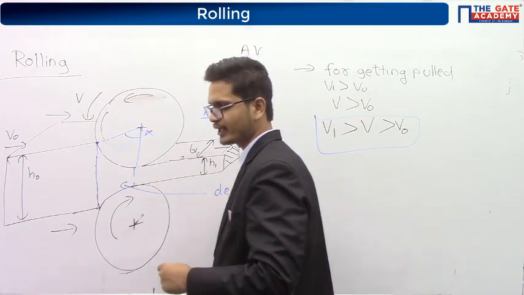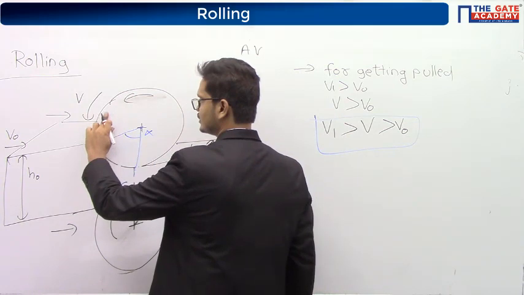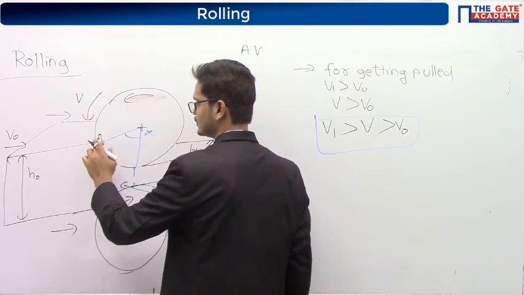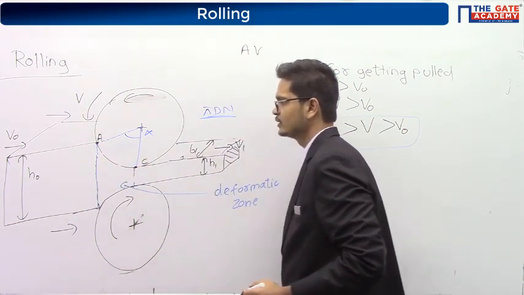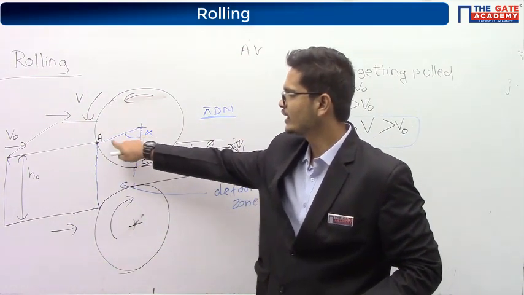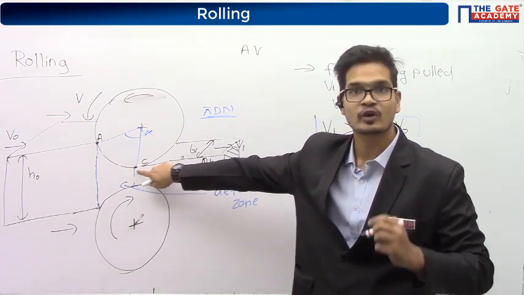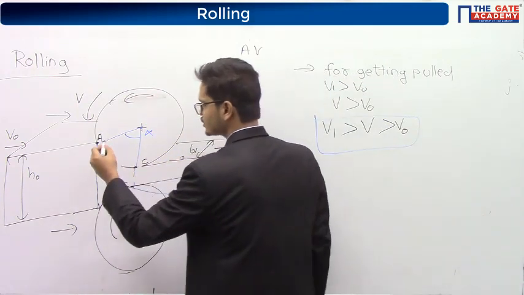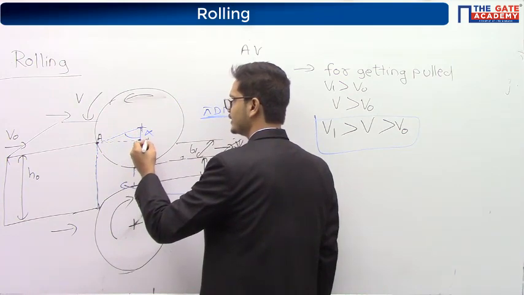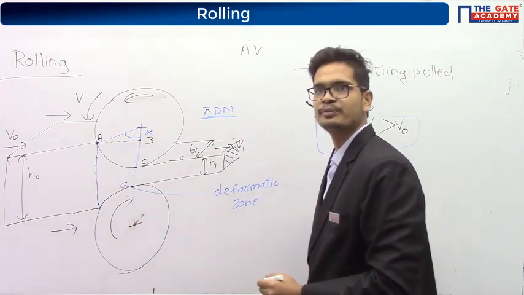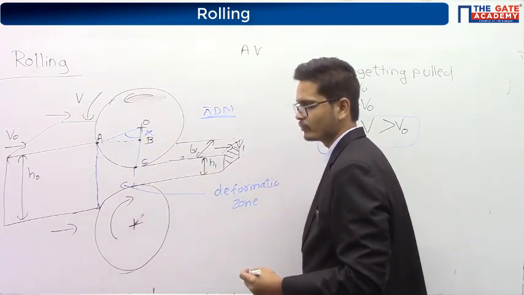Now let's draw a triangle here. The point where this blue line is touching the component I am taking as A. The other point where the blue line touches the component is called C. And I am drawing a straight line from A, and this I am calling B. And the center of the roller I am taking as O.